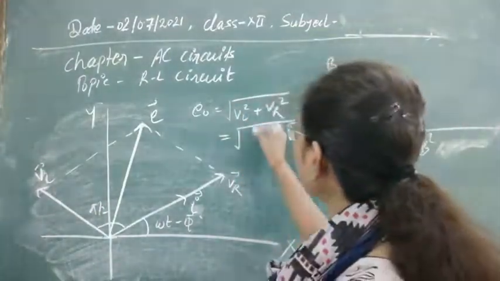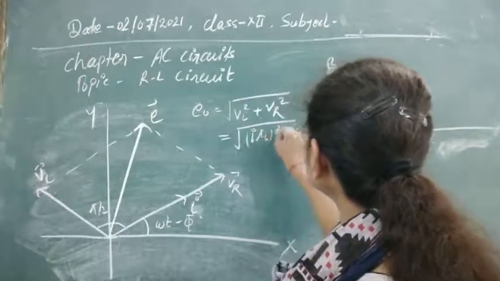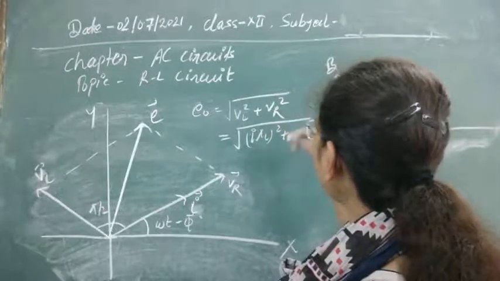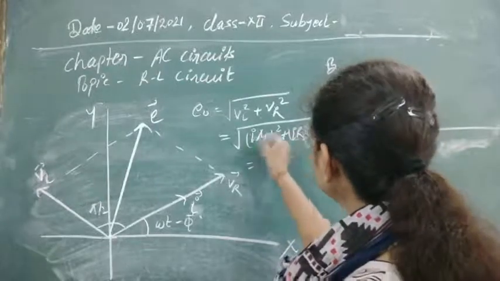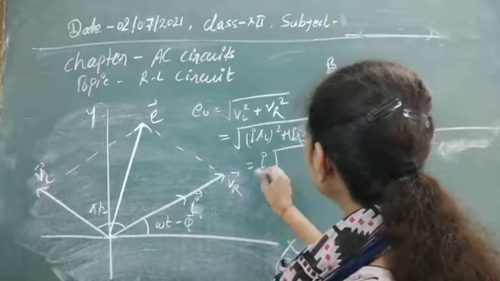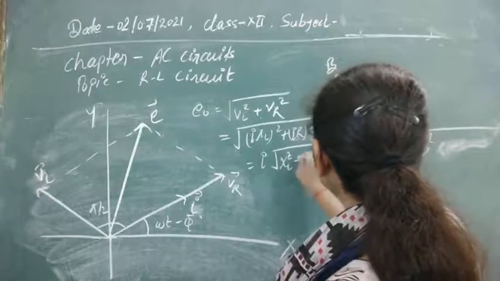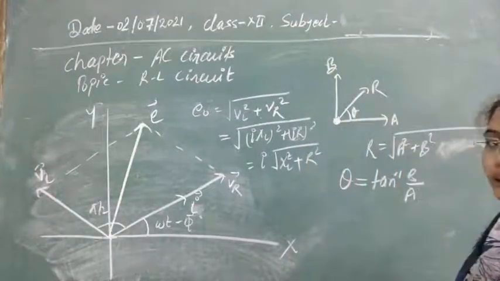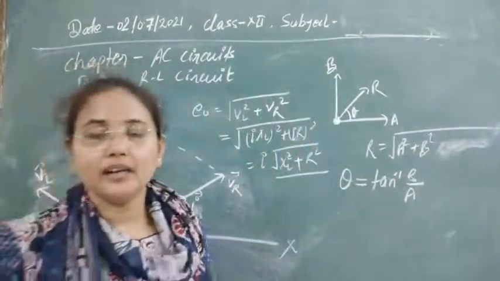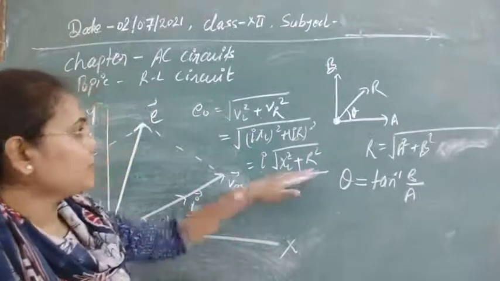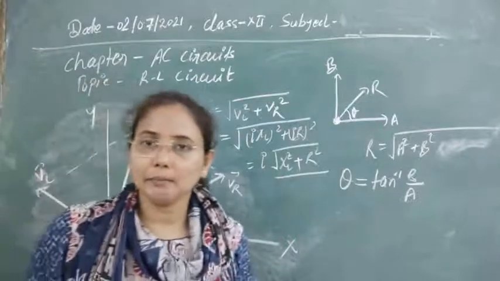So omega L, this is I into chi L, whole square, plus omega R, this is given by I into R, whole square. So if you take I square common, this will be equal to I times the square root of chi L square plus R square for the whole circuit. One more term will arise from here, and we will see it later. Before that, I think the LR circuit is completely understood by you.